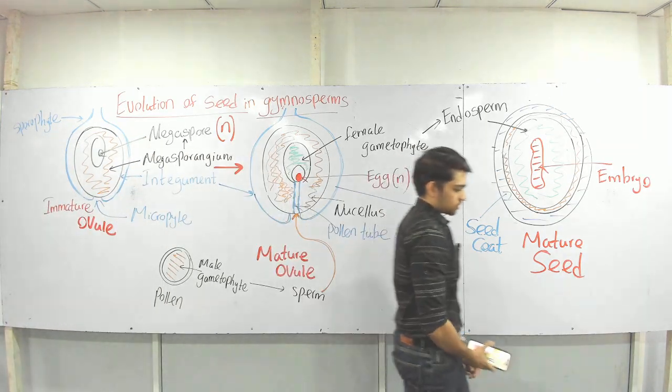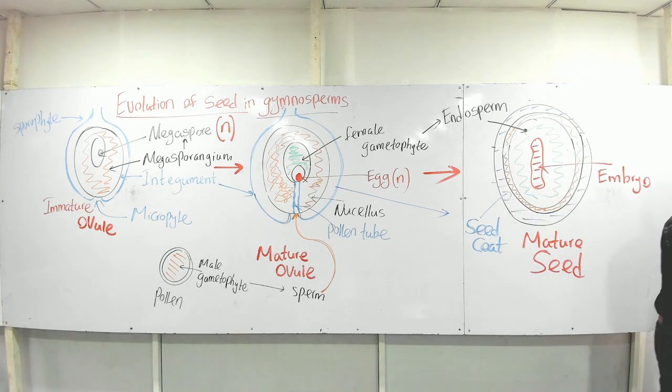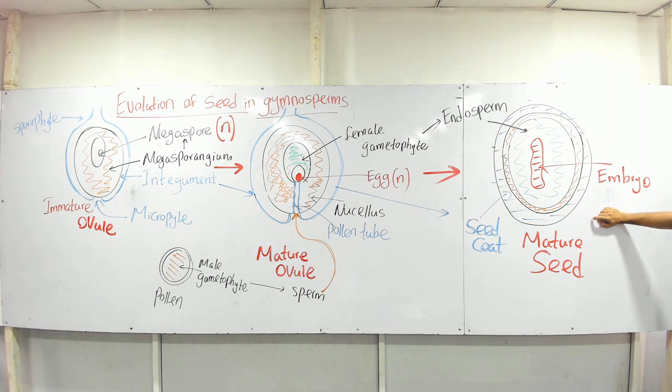Okay, 3 more minutes. So what is this orange one? Check out what it was at the very first one. It was the megasporangium, no? So megasporangium remnant, you can call it. What is remaining of the megasporangium? Very, very reduced layer, right?